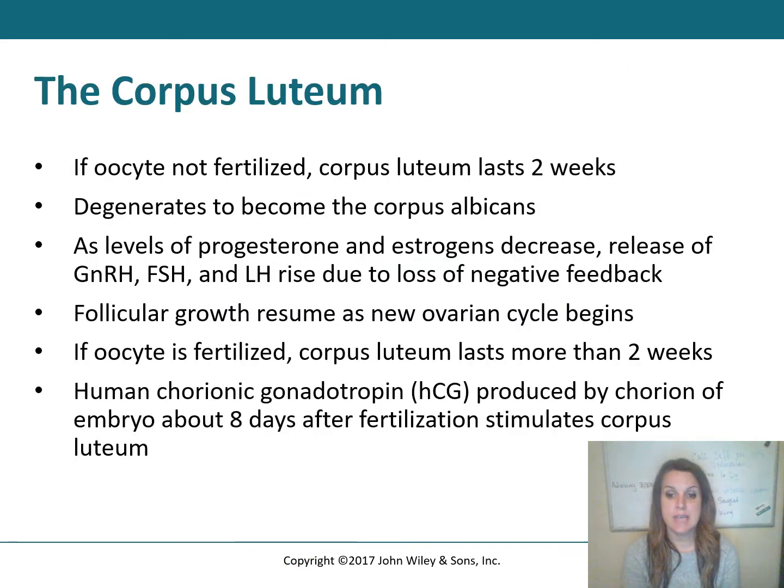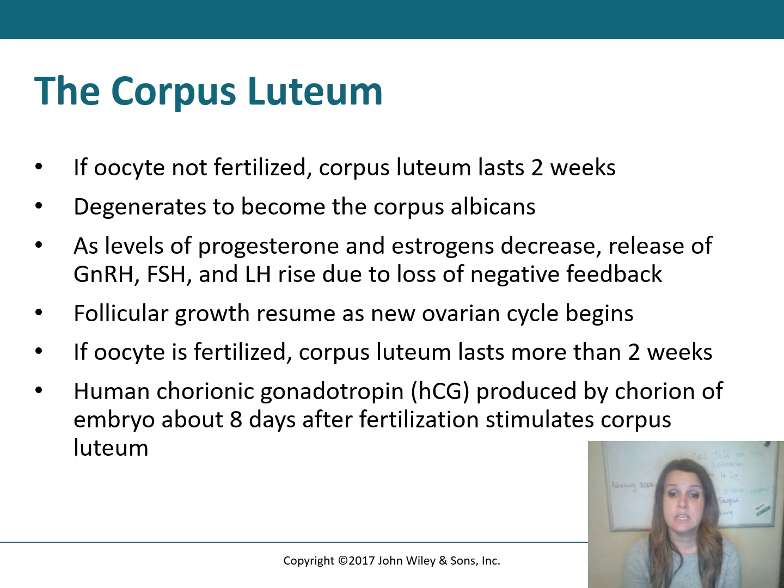So we call this a cycle because this happens every 28 days over and over and over again. What's interesting is that if the oocyte is not fertilized, that corpus luteum lasts for about 2 weeks, and then the process starts over again. It's going to degenerate into what's called the corpus albicans, and then as the progesterone and estrogen levels start to decrease because the corpus luteum is no longer producing them, the release of GnRH, FSH, and LH start to rise again because there's now no longer a negative feedback. And then this means the cycle starts again. Follicular growth resumes and a new ovarian cycle begins. Same thing with the uterine cycle.